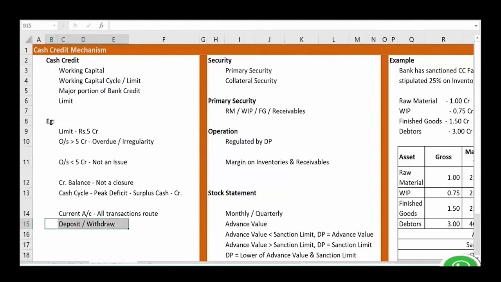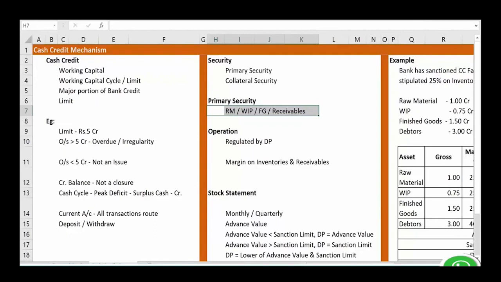Okay. If you look at the securities, the cash credit facility will have 2 types of securities. One is primary security, the other one is collateral security. Primary security is basically the assets that are created out of the facility. They are generally raw material, work in progress, finished goods, receivables and so on.